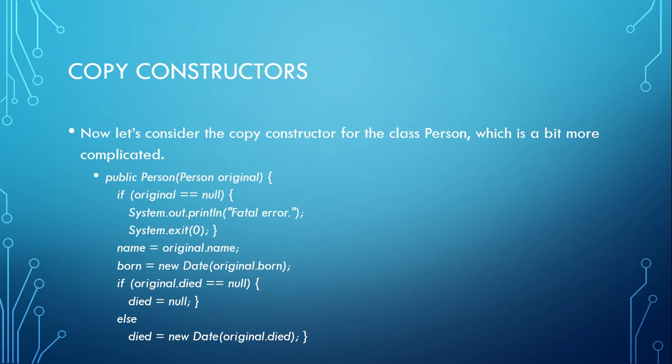So let's look at another example here for the copy constructor for the class Person, which is a little bit more complicated. So we have public Person original. If original equals null, I'll put a fatal error and then exit the system. Otherwise, we're going to do name equals original.name, born equals new Date original.born. If original.died is set to null, we're going to set died equal to null. Otherwise, died equals new Date original.died.